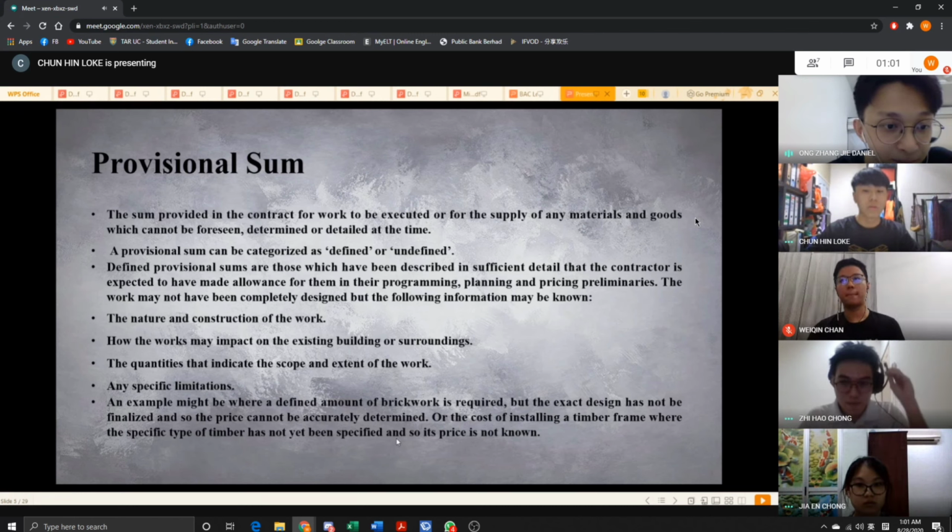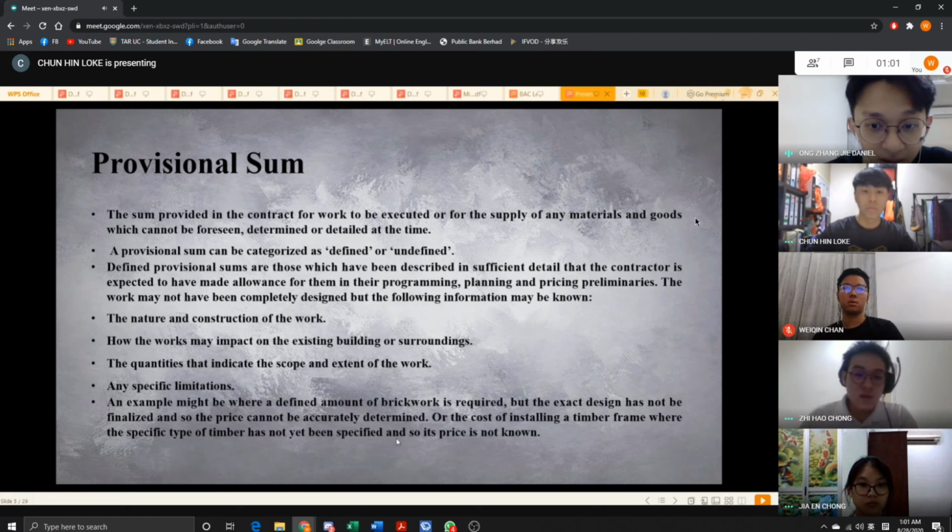An example might be where a defined amount of brickwork is required, but the architectural design has not been finalized and so the price cannot be accurately determined, or the cost of installing a timber frame where the specific type of timber has not yet been specified and so its price is not known.